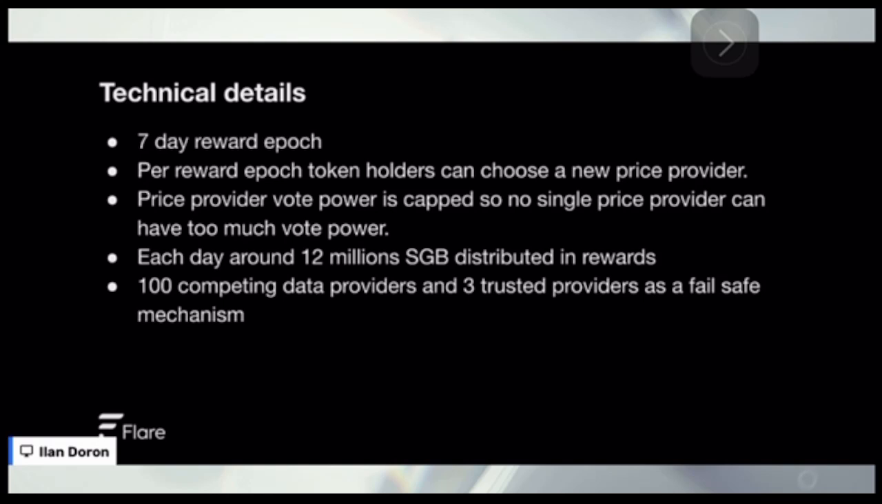And each day, around 12 million Songbird tokens are distributed in rewards. Some goes to token holders, and a small fee is going to the price provider. Currently, as I said, we have 100 competing data providers, and we also have 3 trusted providers, which are a fail-safe mechanism for this price feed if anything goes wrong, but so far this hasn't yet happened.